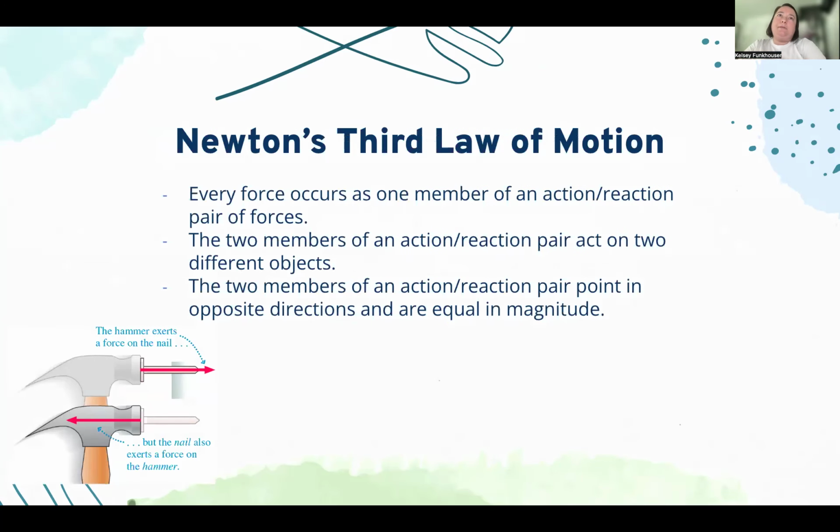Now, for Newton's third law. Newton's third law says every force occurs as one member of an action-reaction pair of forces. The two members of an action-reaction pair act on two different objects, and the two members of an action-reaction pair point in opposite directions and are equal in magnitude.